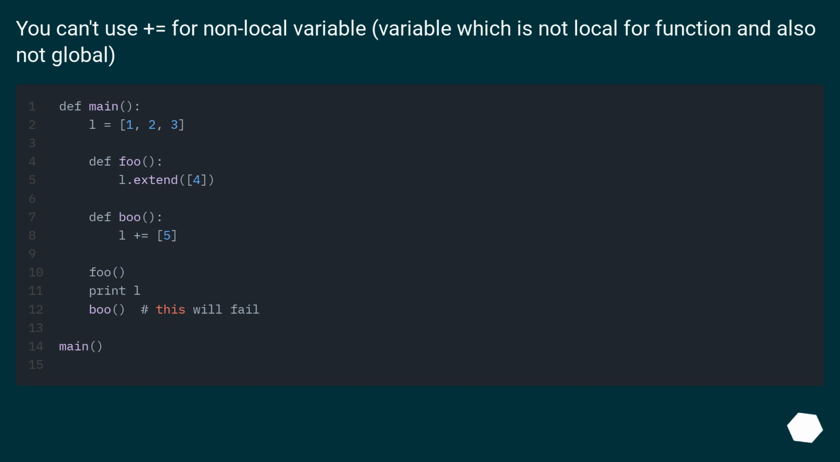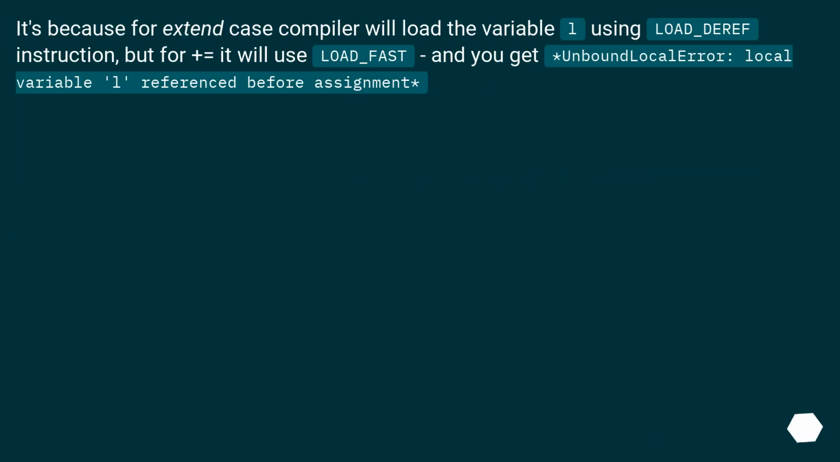You can't use plus equals for a non-local variable, which is not local for the function and also not global. It's because for the extend case the compiler will load the variable L using the load_deref instruction. But for plus equals it will use load_fast, and you get an unbound local error: local variable L referenced before assignment.